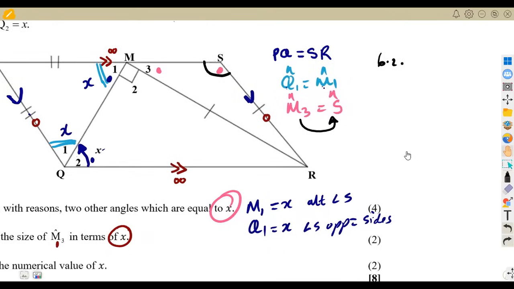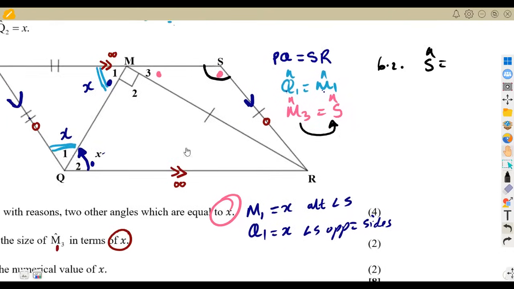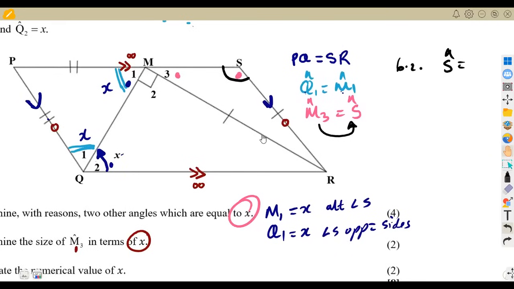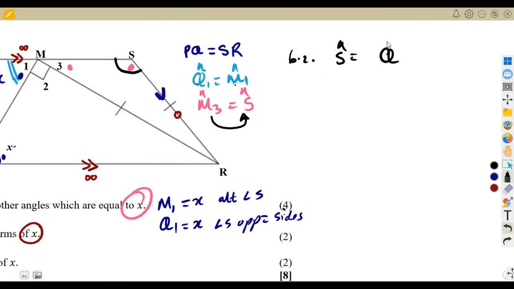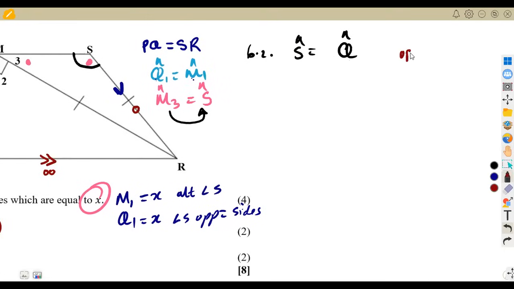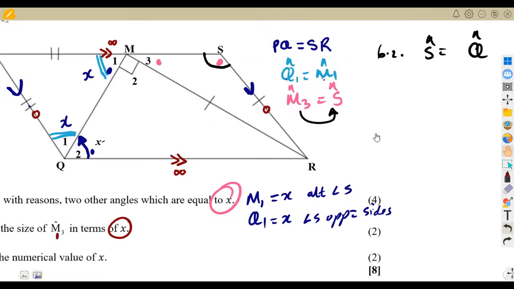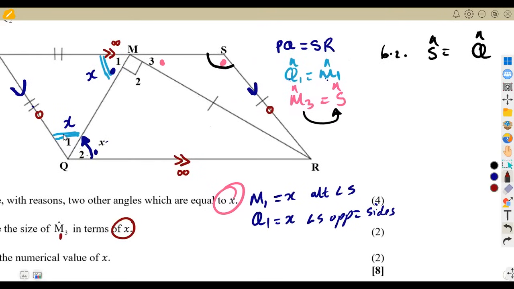So we know that angle S is equal to angle Q. You're talking about the whole of angle Q, which is a combination of Q1 plus Q2, all right? So these are opposite angles of a parallelogram. So if they are equal, and what is our angle Q? The angle Q is a combination of these two angles, x and x. So it's going to be x plus x, which is 2x.